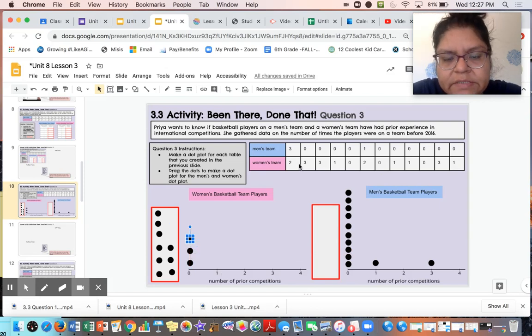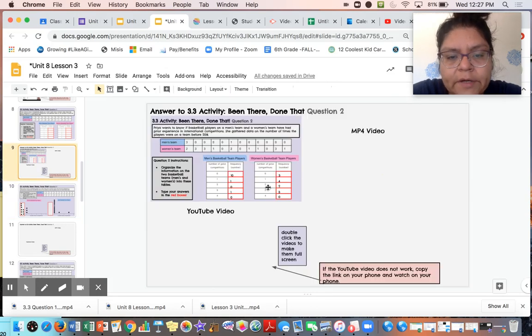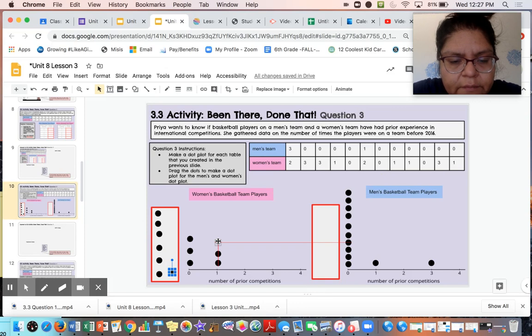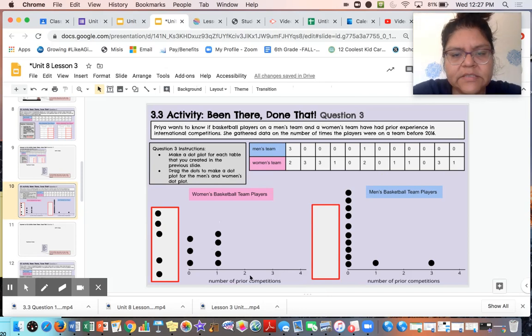Our next number is 1. How many ones do we see on the data set for the women? That's 1, 2, 3, 4. So that means that we have to place 4 dots above the 1. Again, go back to the table, confirm. Next to the 1, you see a 4, so that means 4 dots. Okay, so that's 1, 2, and just be very patient. Just make sure you get the 4 arrows in order to move the dot.